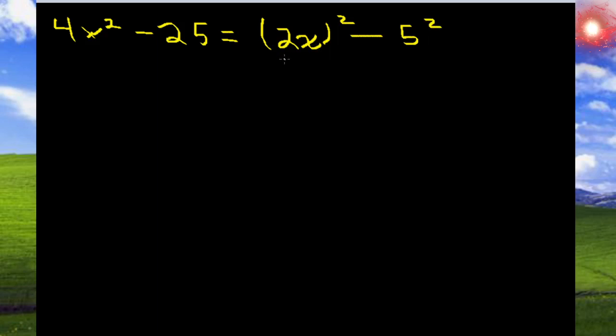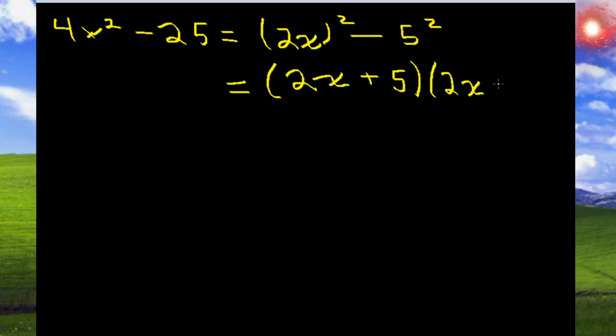Whenever you have a squared minus b squared, you can put it in this form. We have 2x plus 5 times 2x minus 5. Then we multiply this out: 2x times 2x is 4x squared. 2x times negative 5 plus 2x times 5 is 0. Then 5 times negative 5 is negative 25, so there we go, it works out.